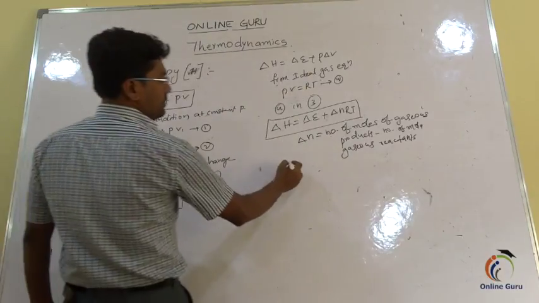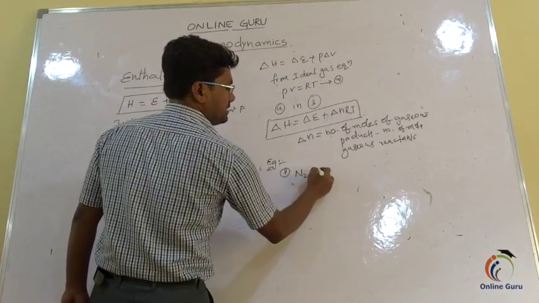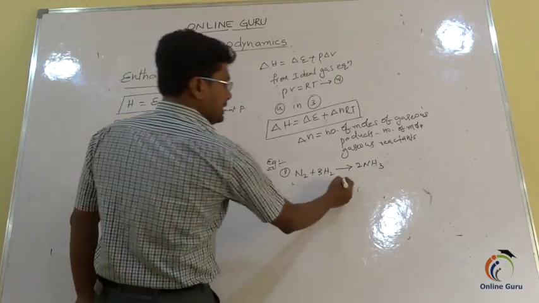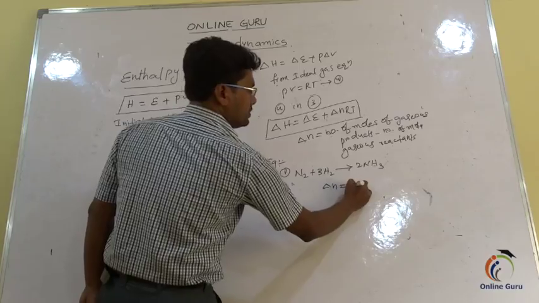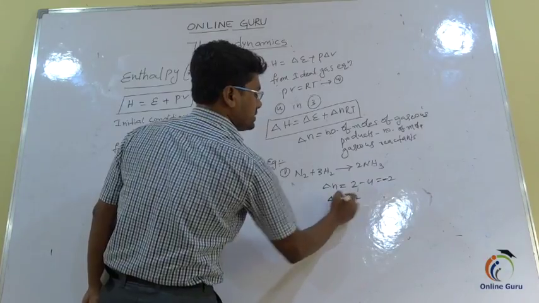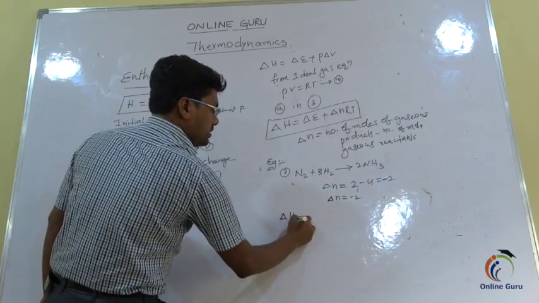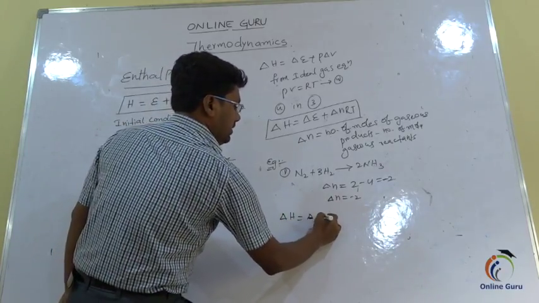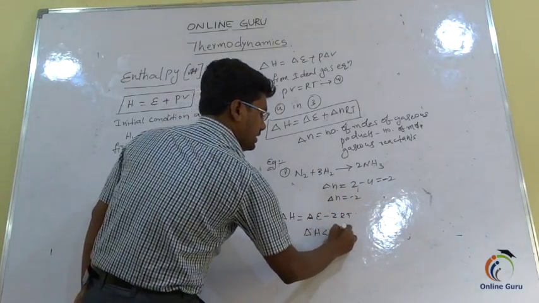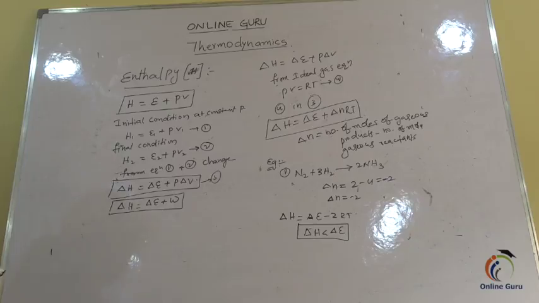Now, for example, consider the equation N2 plus 3H2 gives 2NH3. In this, delta n is equal to 2 minus 4, which is minus 2. Substitute this in the above equation, then delta H is equal to delta E minus 2RT. So here we can say that delta H is less than delta E. This is example 1.